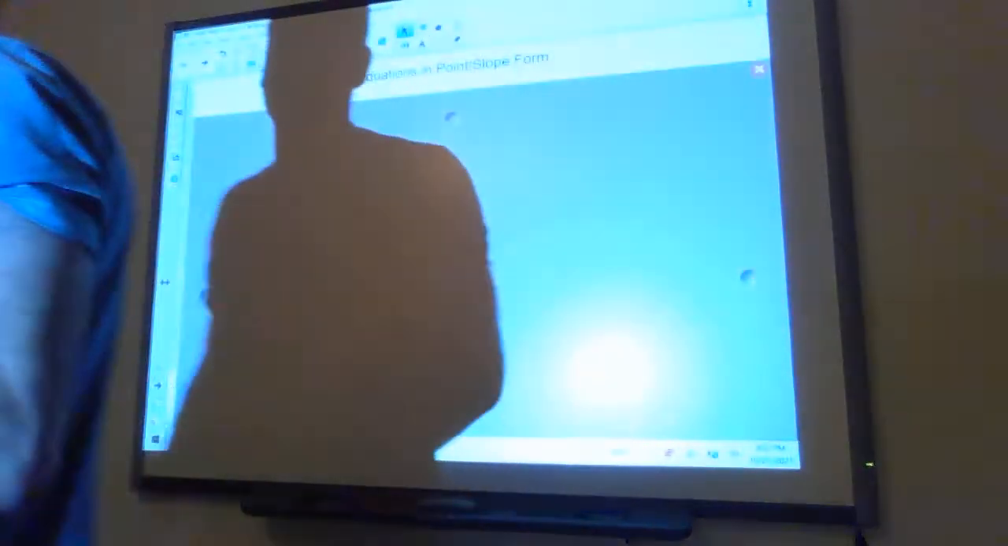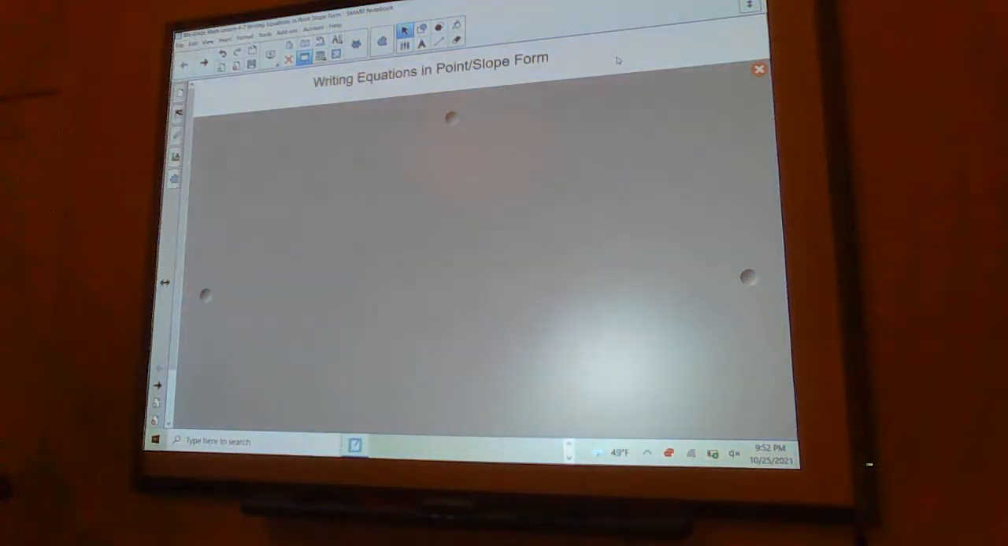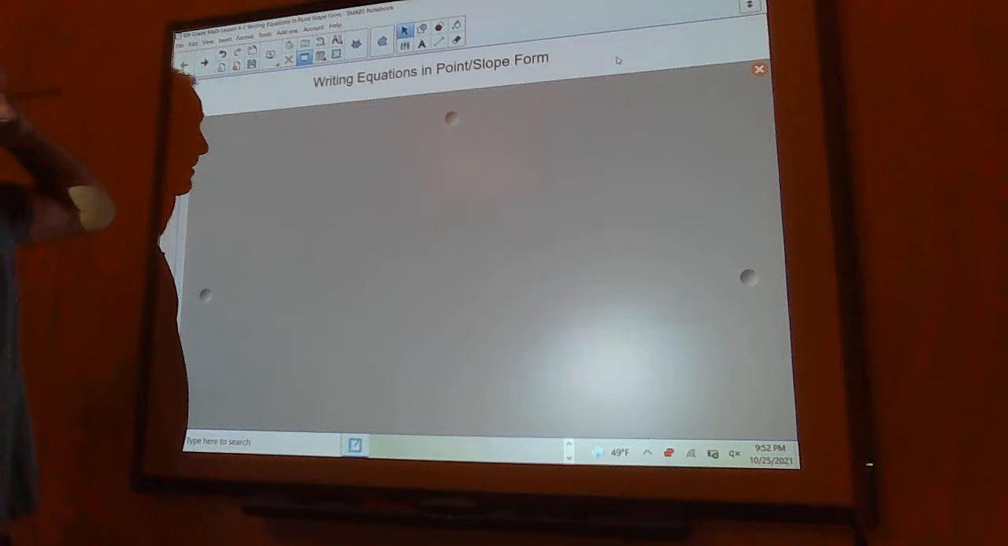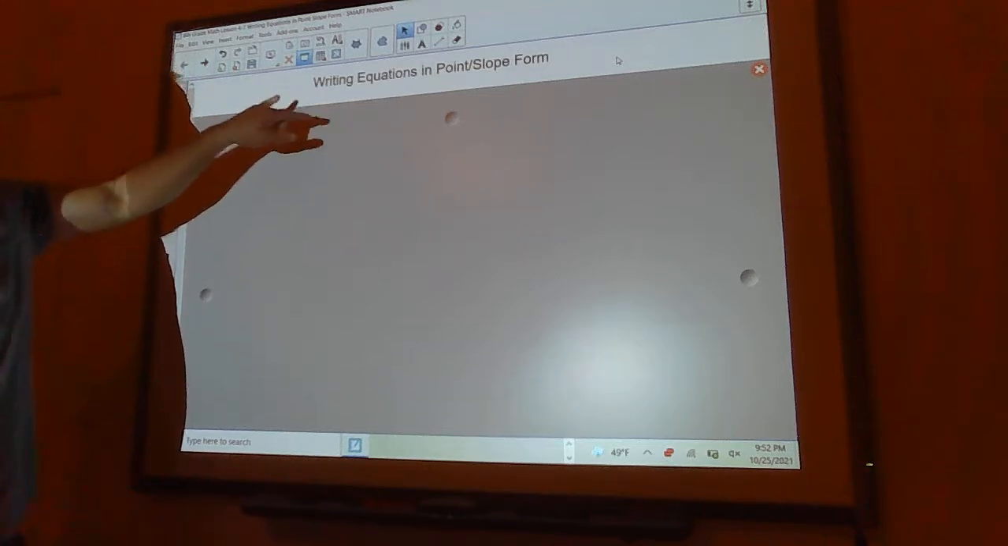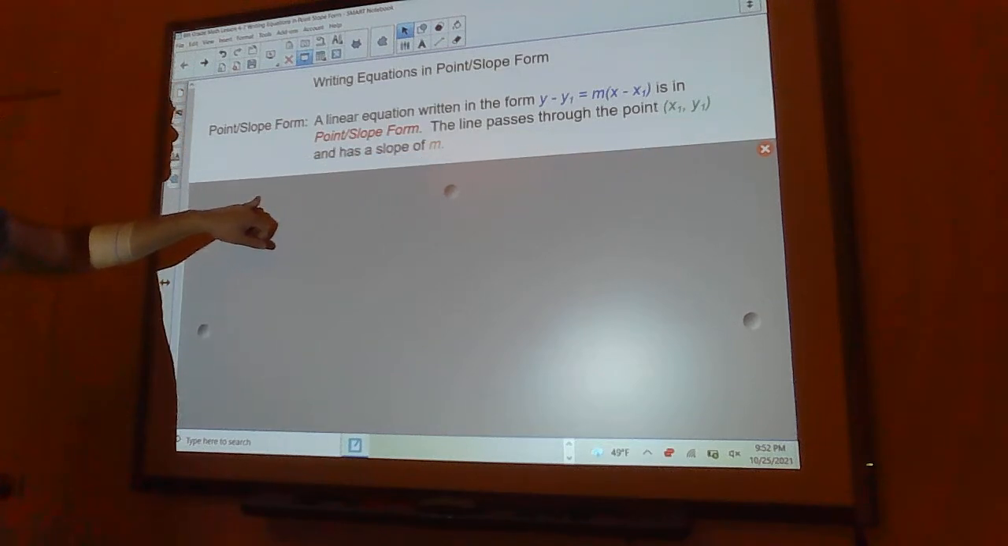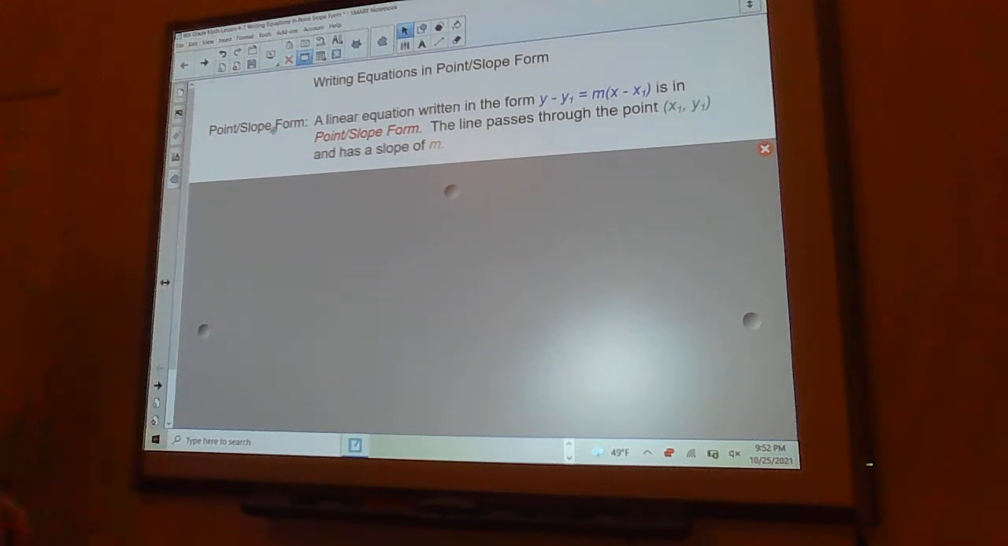Hey everybody, today we're going to talk about writing equations in point-slope form. Okay, this is a little bit different than slope-intercept form. I don't use this a whole lot, but there are a couple situations where you want to. So what is point-slope form?